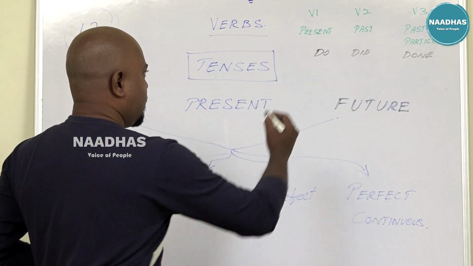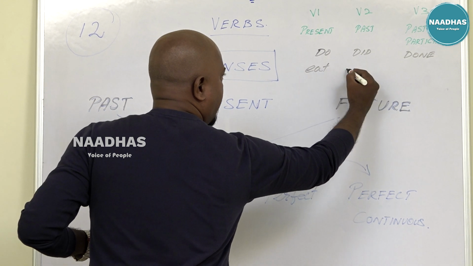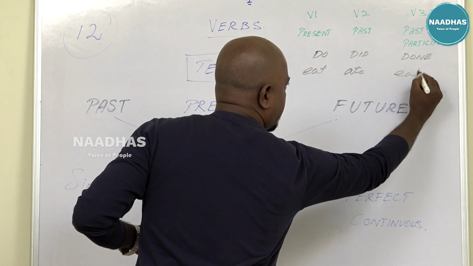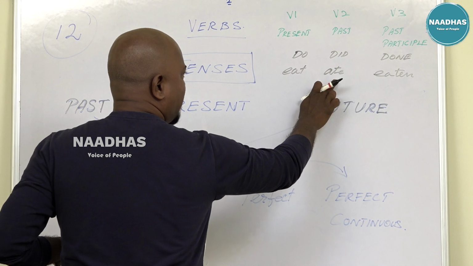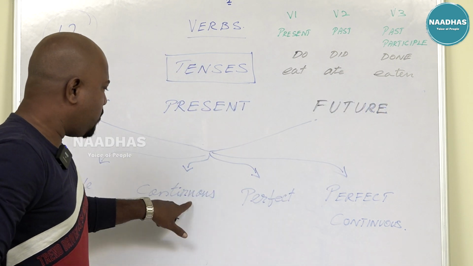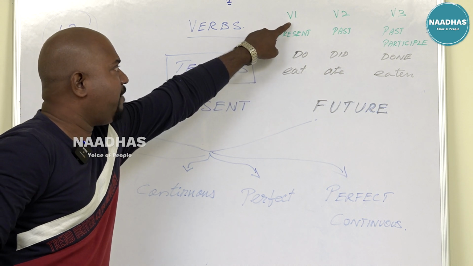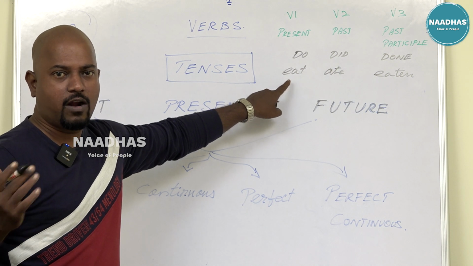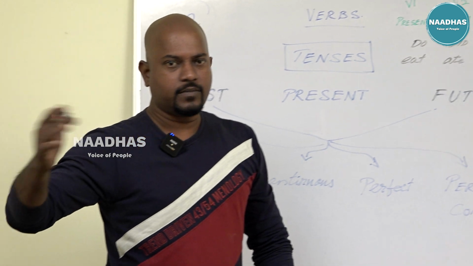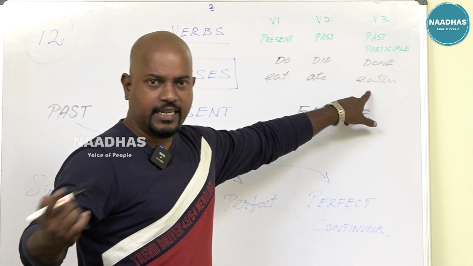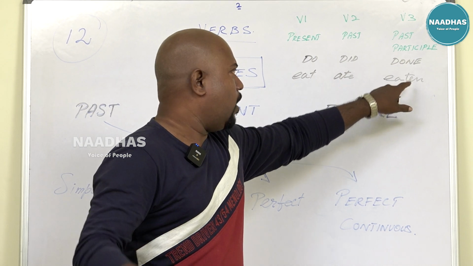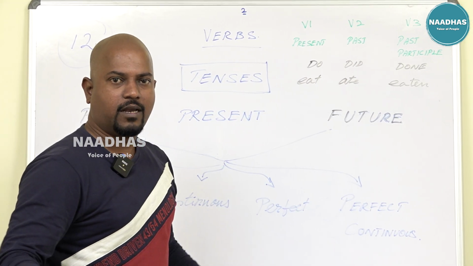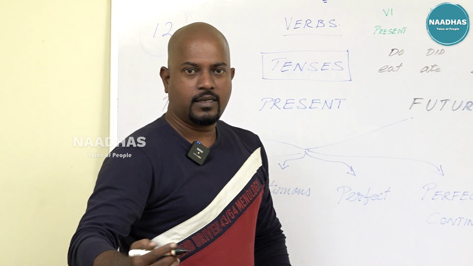Clear? Same way, eat, ate, eaten. So present, past, participle form. When I have to use the continuous form, I have to put it only in the V1. So doing, eating, walk, walking, sleep, sleeping. I cannot put it in the past tense. Slept, slepting, no. Eaten, eatening, wrong. Done, dunning, wrong. I have to use the continuous form only in the V1: doing, eating, walking, sleeping, running, chatting.